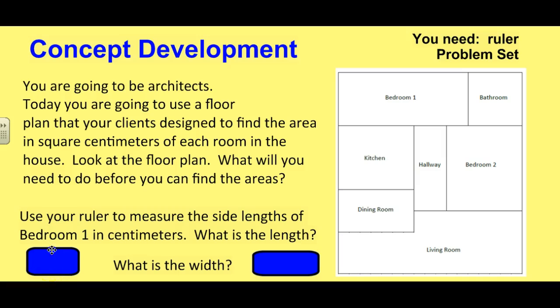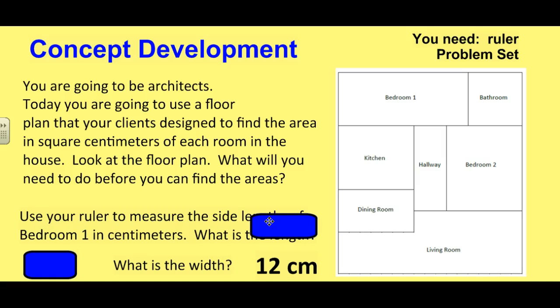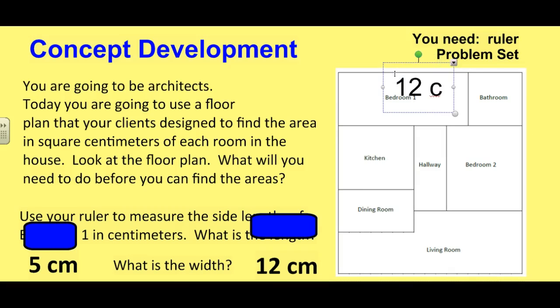Okay, so the length of the bedroom was 12 centimeters, and the width of the bedroom was 5 centimeters. So right here, I expected you to put 12 centimeters on your paper, and the width of the bedroom, which was 5 centimeters.